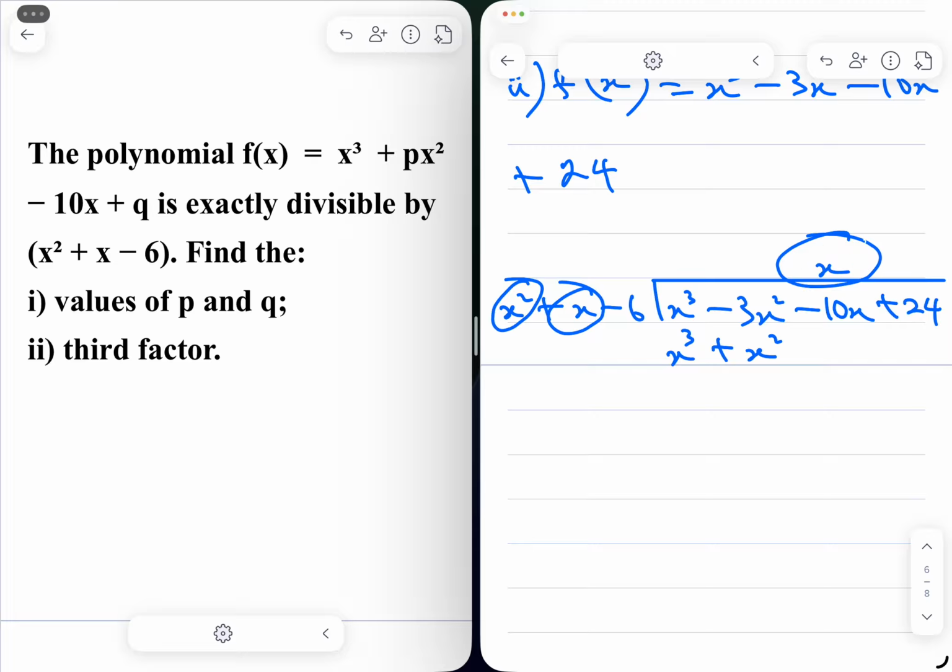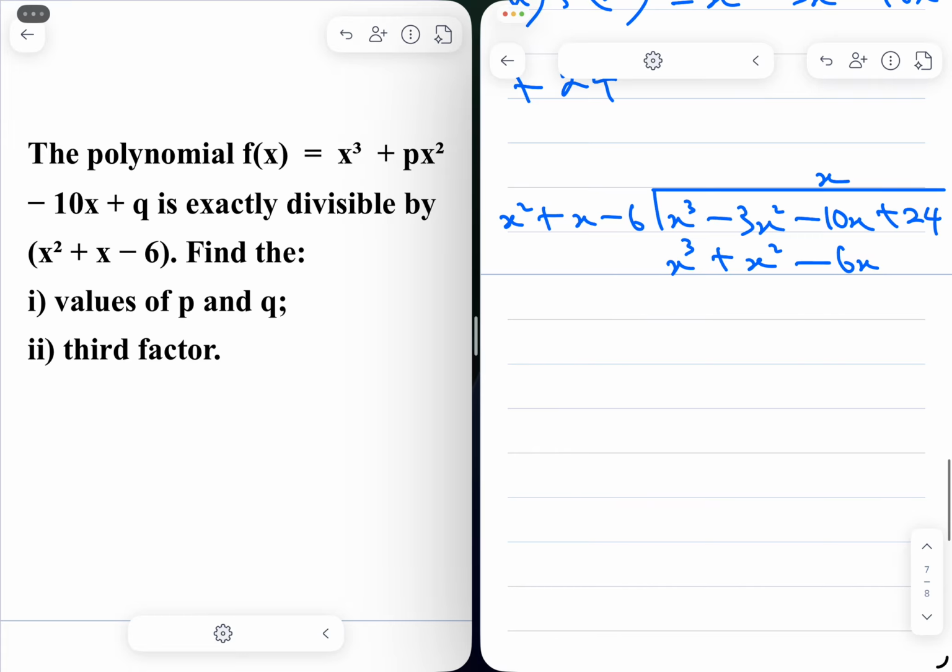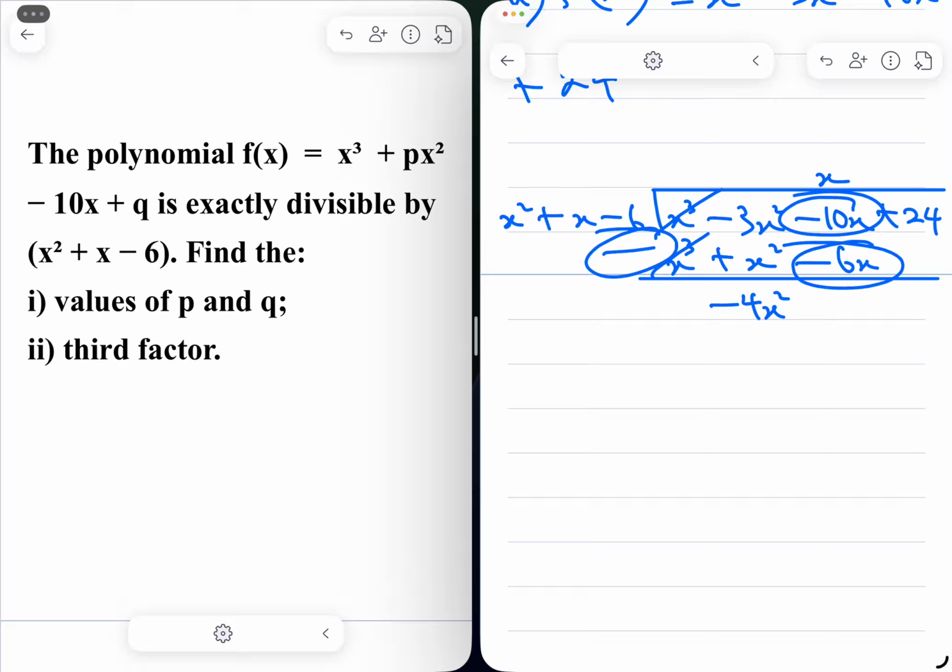And now minus 6 times x, that's minus 6x. So we subtract now. X cubed minus x cubed is 0. Minus 3x squared minus x squared, that's minus 4x squared. Minus 10x plus 6x, which is minus 4x. Now the next thing to do is to bring down the next term, which is plus 24.